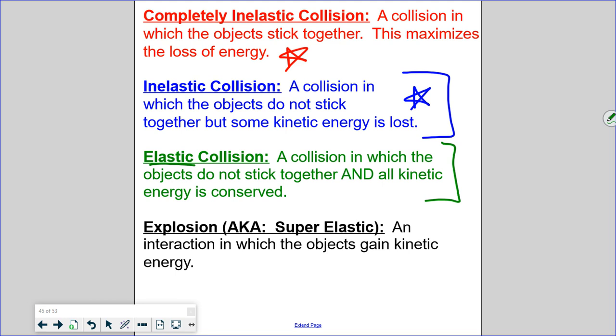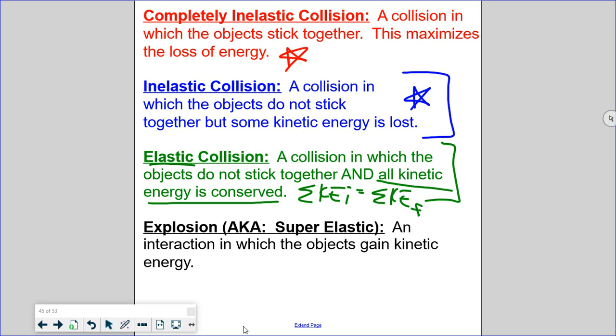All right. But for problem-solving purposes, this is definitely something you're going to have to know how to do, which is solve collisions that are elastic. The big thing to remember about an elastic collision is that all kinetic energy is conserved. That means that the total amount of kinetic energy you have before the interaction is equal to the total amount of kinetic energy you have after the collision.